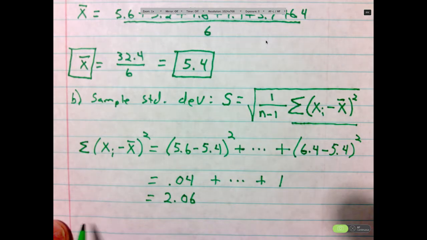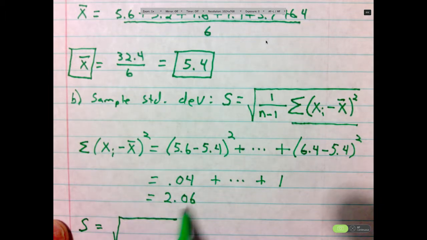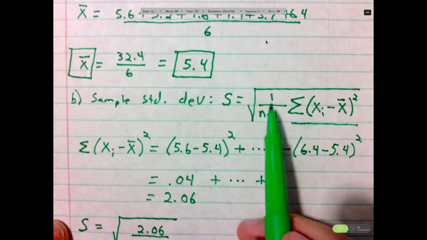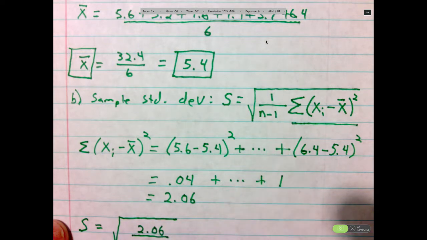So now the sample standard deviation becomes the square root of this term, 2.06, divided by n minus 1, in our case, 6 minus 1, or 5. 2.06 divided by 5 is 0.412. The square root of that is approximately 0.642.